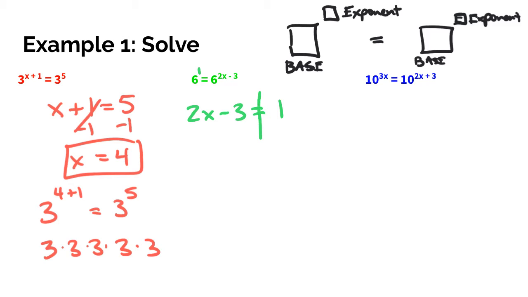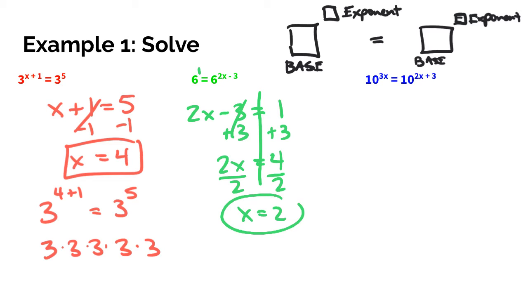So what I have here is a multi-step equation that I can solve. I would add 3 to both sides. I would get 2x equals 4. And then lastly, divide both sides by 2 to get x equals 2.